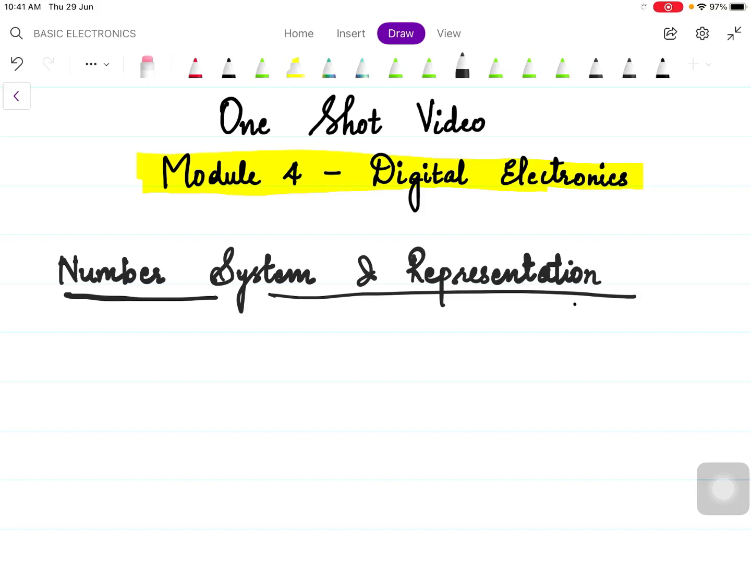Let us start with number system and representation. In this topic, we will understand what are the different types of number systems and how to represent them or convert them from one system to another. So let us start with decimal to binary number system.